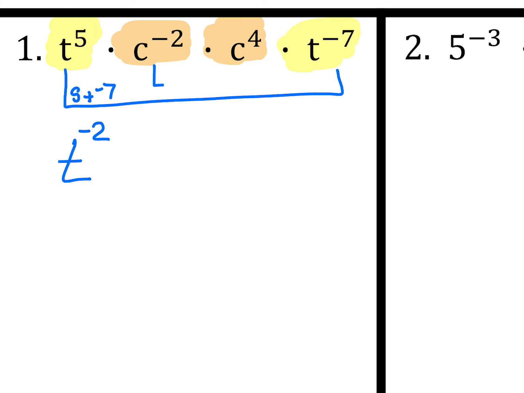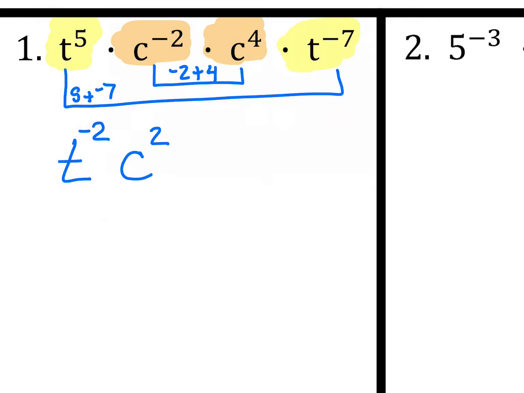Next, we have c to the negative second times c to the fourth. We keep the base of c, and we add our exponents. Negative 2 plus 4 gives us a positive 2. Now, normally yesterday, we would have been done here. We would stop here and we'd say, okay, we did it. But to be fully simplified, we have to have no negative exponents.